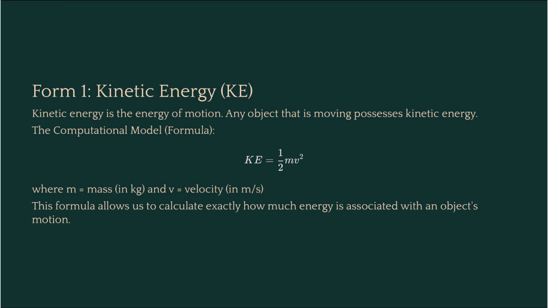Let's meet the most obvious form of energy, kinetic energy, or KE. This is the energy of motion. A moving car, a thrown baseball, a running person, they all have kinetic energy. The computational model for it is a formula, KE = 1/2 mv². m is the object's mass in kilograms, and v is its velocity in meters per second. This formula lets us calculate a hard number in joules for the energy of any moving object.